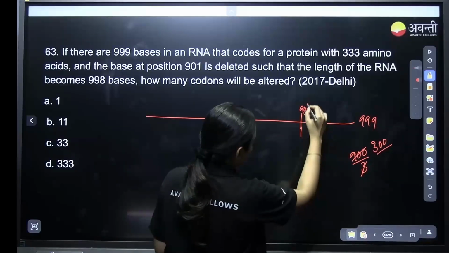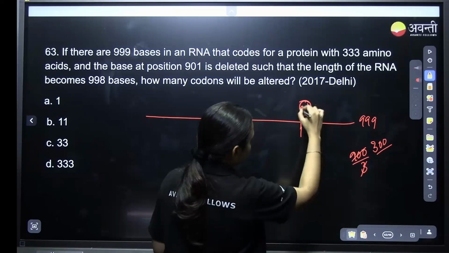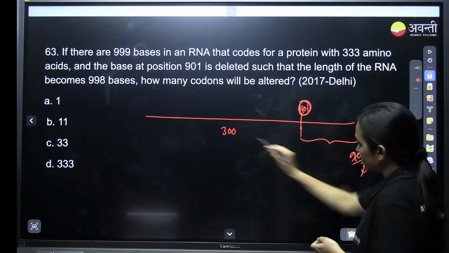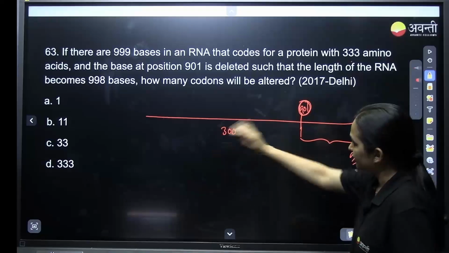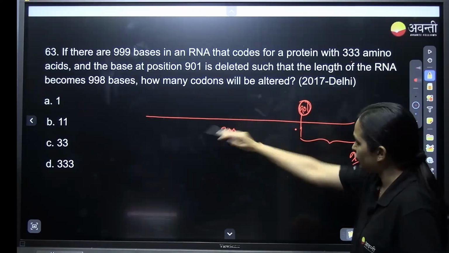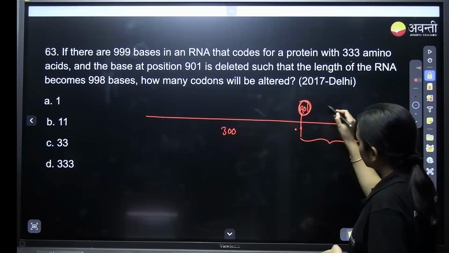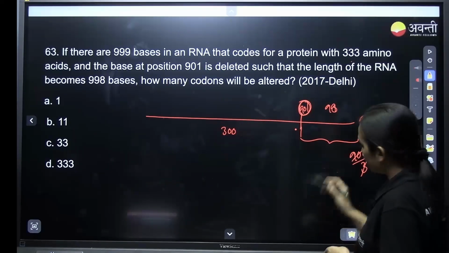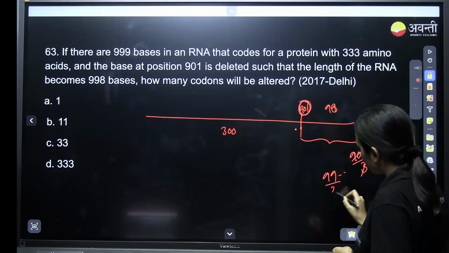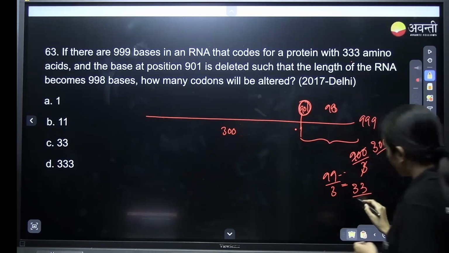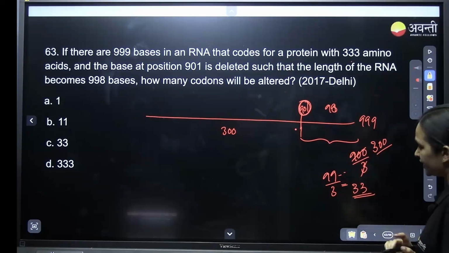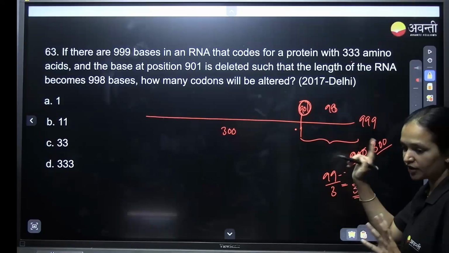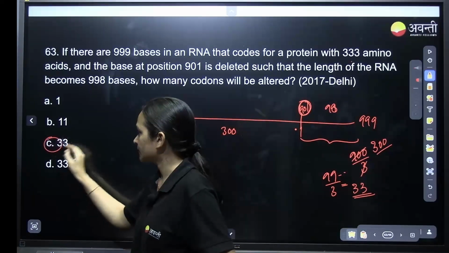Here 901 is deleted. For example, whichever base it is, that is deleted. So the frame of these is getting affected. Out of 333, 300 are not affected. Up to 900 bases everything is correct. 300 are not affected. How many are affected here? Actually there should be 99 base pairs, but one is deleted, now it became 98. 99 divided by 3 is 33, so it was coding for 33 amino acids, but now there are only 98. Frame shift happens from here. So how many amino acids got affected, altered? 33. Understood?